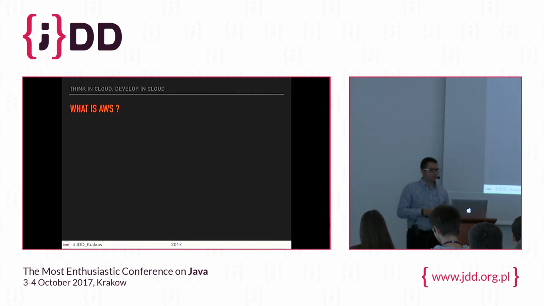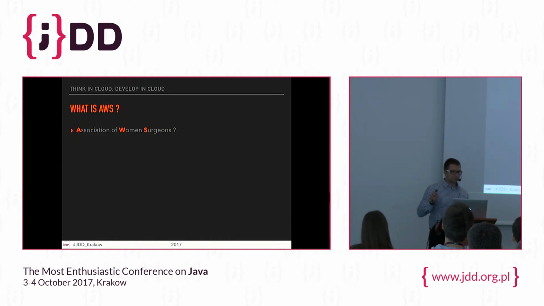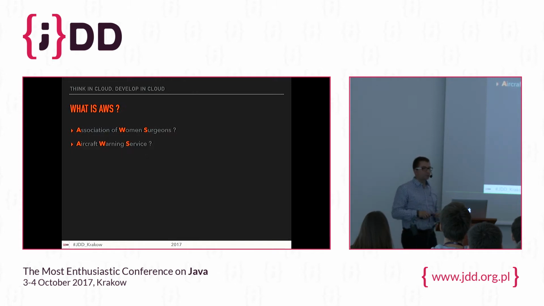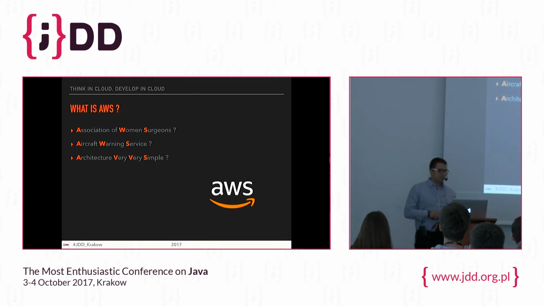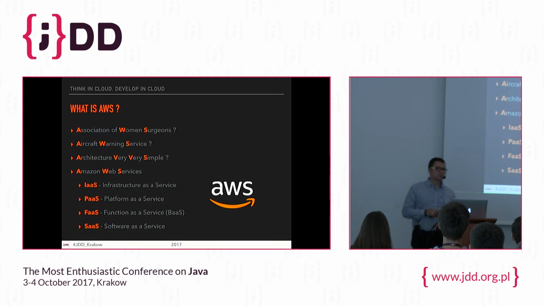Okay, let's go forward. What's AWS? Let's try to figure it out. Is it the Association of Women Surgeons? I think not. We are not surgeons here. Aircraft Warning Service? Service sounds more familiar, but I don't think so. Architectural, very, very simple? That's kind of helping, but unfortunately, that's not it either. AWS is Amazon Web Services, which provides us a couple of tools which we can use. And we will now look into them and try to figure out what we can do.